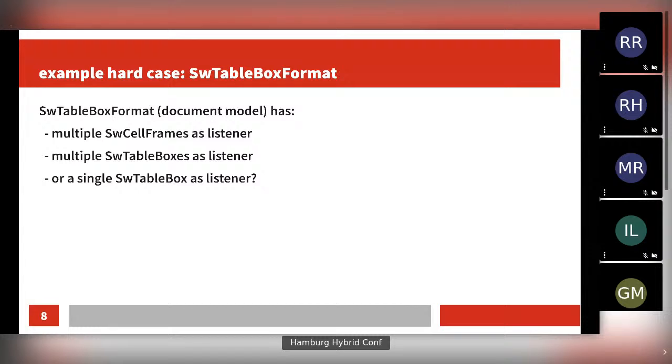And also you have the SW cell frames, which is the layout, doing all the layout essentially for this stuff. So you already have 2 different things listening to the format and expecting very different things from it. And one is sometimes a one-to-one relation and sometimes a one-to-n relation, making this all very confusing if you read the code and try to just pull it out. Next slide.